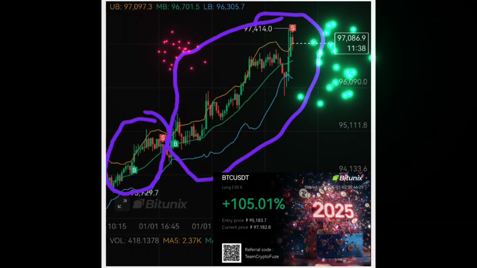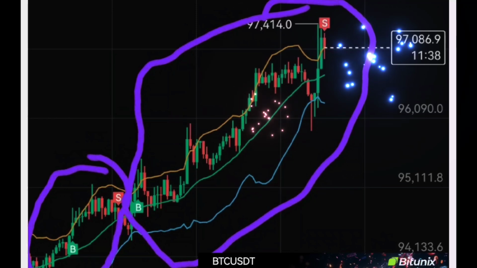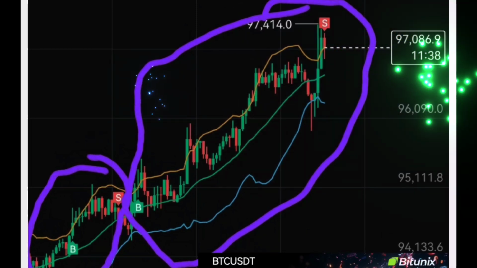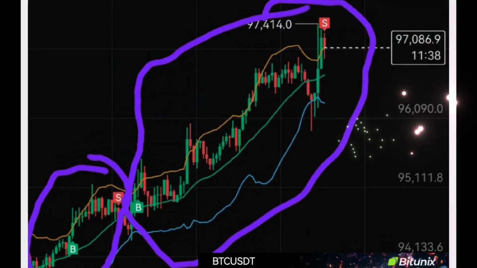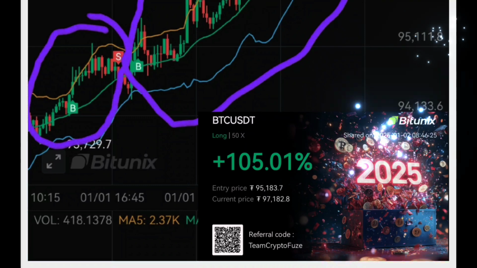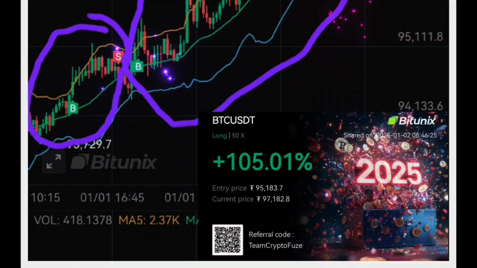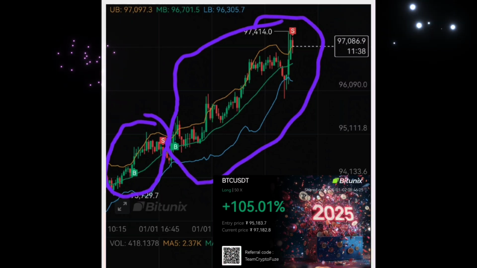And then here's another. This was the one that I closed this morning. Another buy, the B, and the sell right there at 97,414, 105% profit using 50X leverage. So that was my last trade right there. So I made two trades. One was very small and one was much larger, but I was getting in on that trend.